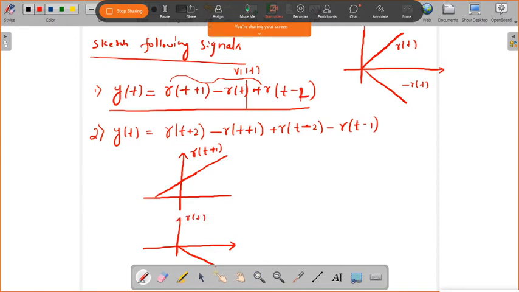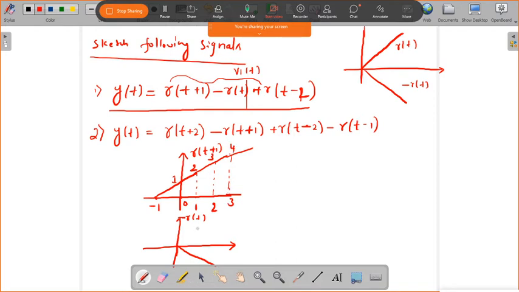Okay, so now if you add these two signals you will get the resultant signal. Now you need to see the amplitude levels at each and every point. This is at minus 1 and 0, it will have the amplitude value 1, and at 1 it has the amplitude value of 2, and at 2 the amplitude value 3. Similarly it will go.